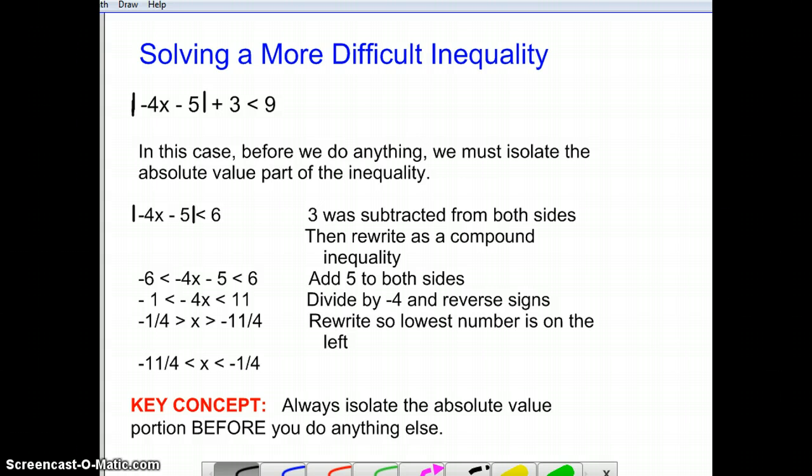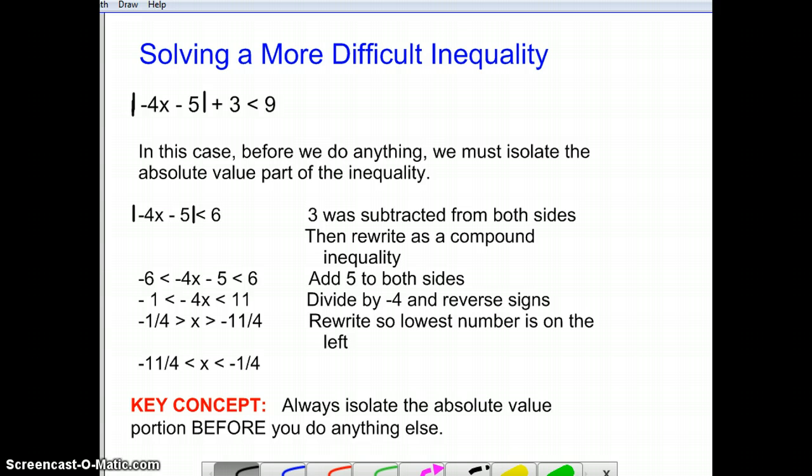Now, here's the tricky part. I have to divide by negative 4 to get x all by itself. But when I do that, I have to reverse all the signs. So we're going to divide negative 1 by negative 4. And then we're going to divide x by negative 4 and then 11 by negative 4.